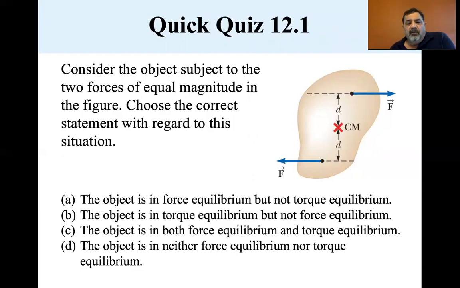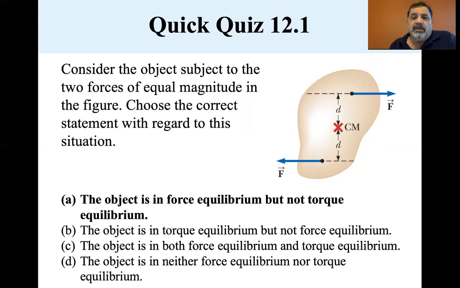The object is in both force equilibrium and torque equilibrium, and the object is in neither force equilibrium nor torque equilibrium. Well, if we look at it, there are no external forces other than the ones that are a distance d away from the center of mass. So this is not in torque equilibrium. The forces going on either side of the center of mass are going to cause this to rotate. But it looks like it's in force equilibrium. So sure enough, the object is in force equilibrium, but not torque equilibrium.